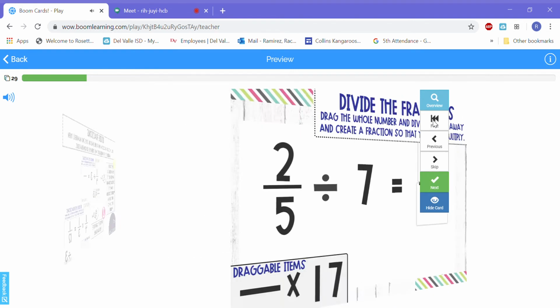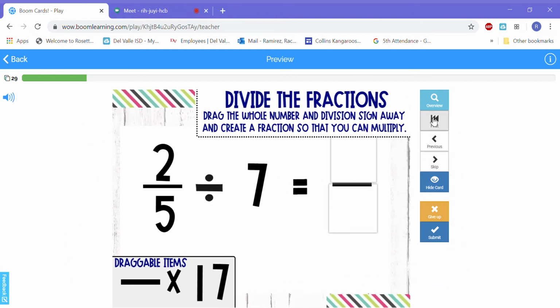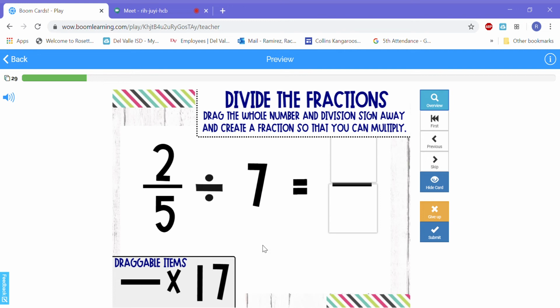So I just realized that I don't think it went to the very, very first one. So I want to go back to the very, very first one. So looking at this one, you have 2/5 divided by 7. What is the first step? The first step is to keep. So we keep the 2 and the 5 the same.